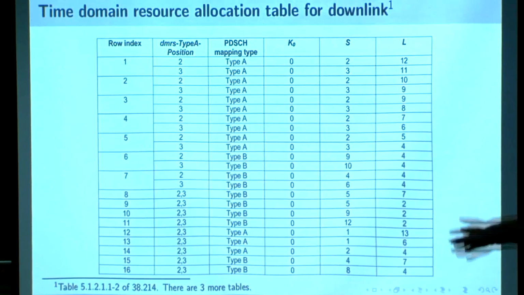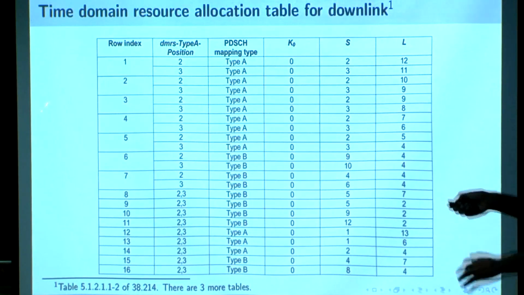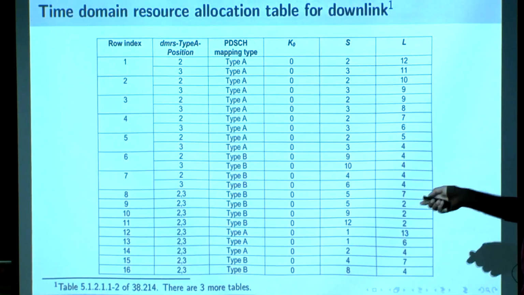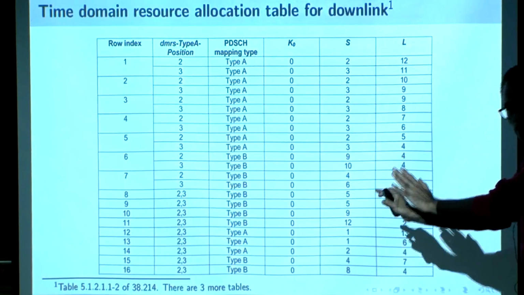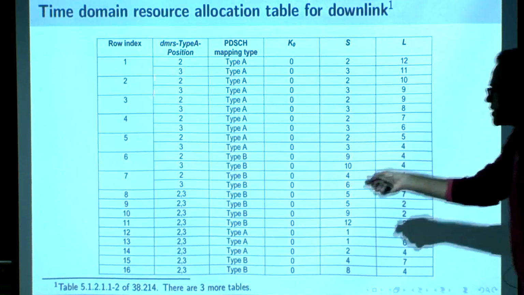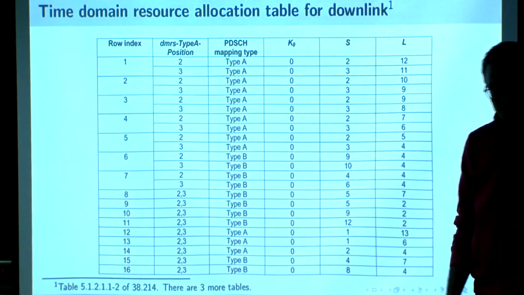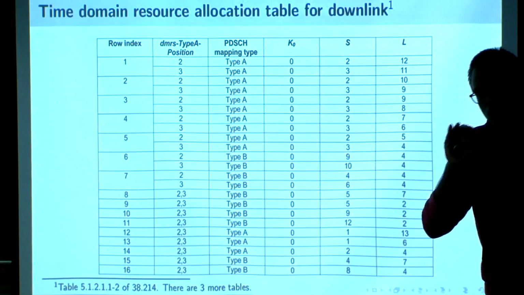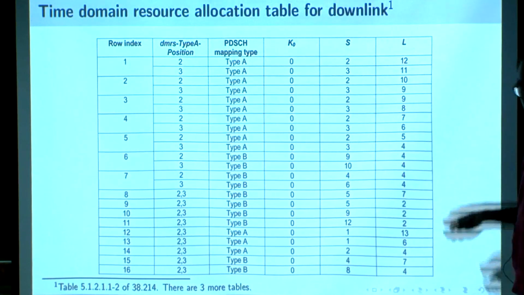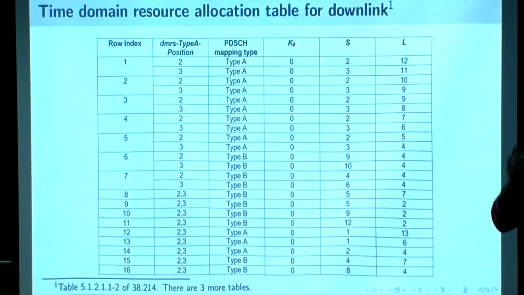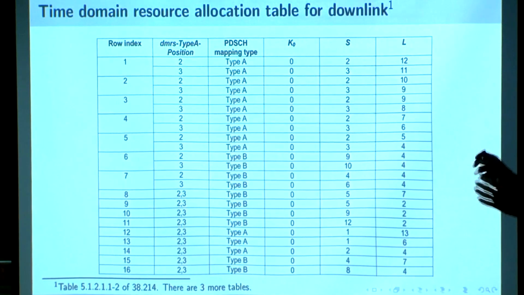So this is the table from the standard. How many such possible combinations are there? Without going into all this, which I have not taught you, please don't go into it. There are 16 different combinations, because we have 4 bits. For time domain allocations, how many bits were we using? 4. It will be one of these indices, which will be indicated to the user, and the user knows this table.